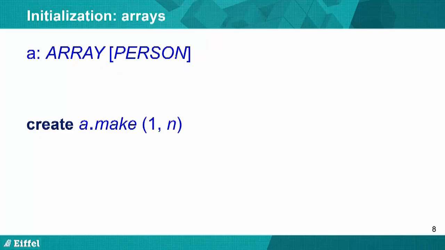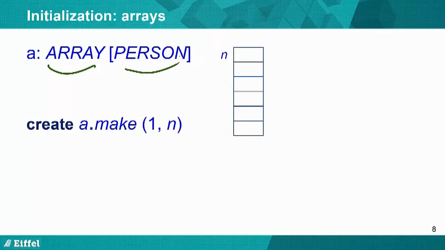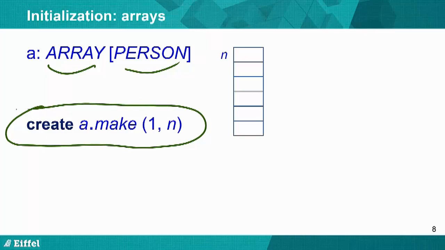What about arrays? Let's assume that I have an array of person, which really means attached array of attached person. So this is my array. Well, the array is going to be created, for example, by a creation instruction like this, using the creation procedure, the constructor make, with, for example, bounds 1 and n. So there's no problem of attachment for the array itself. It is going to be attached. But what are the array elements? Well, person is a reference type, and by default, everything is going to be initialized to void, which is exactly the reverse of what we want.